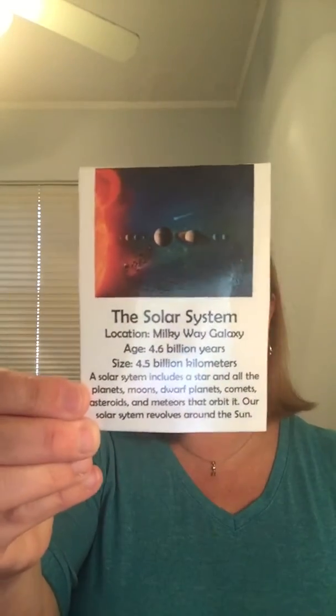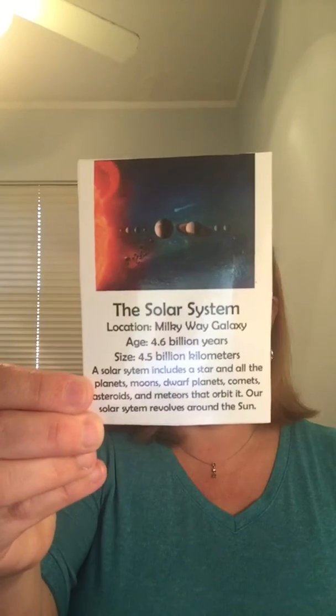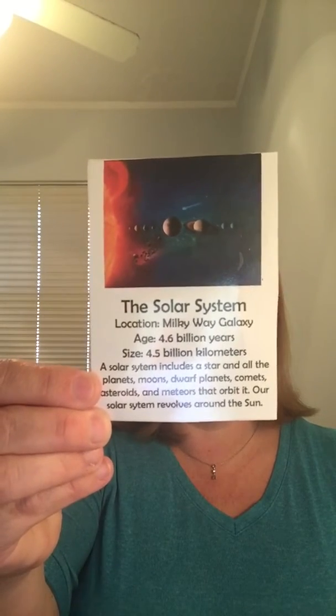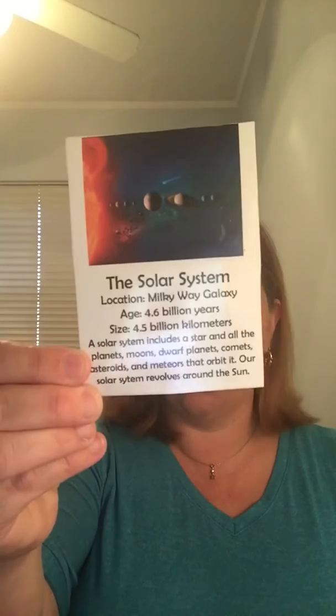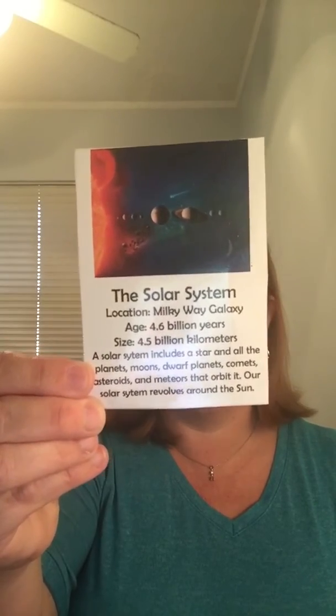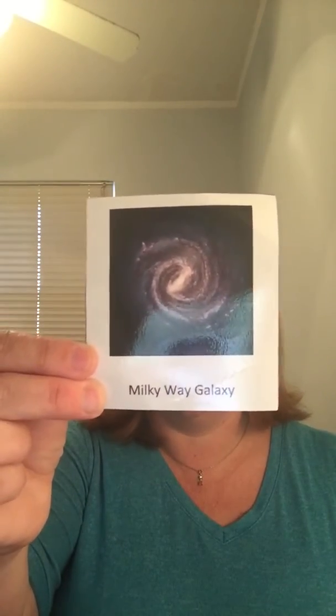Okay, so the first thing we're going to do is I have this picture of the solar system. We live on Earth in a solar system. That's where all of our planets go around an orbit of the sun. Do you know what the name of the galaxy is? Where is our solar system? In what galaxy? In the Milky Way. In the Milky Way.